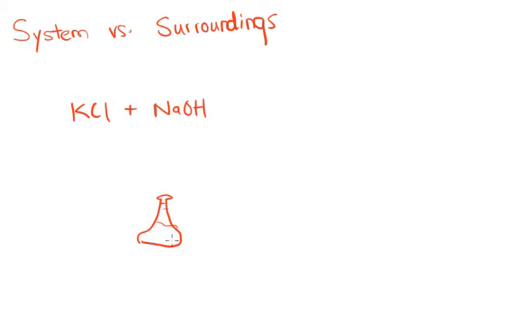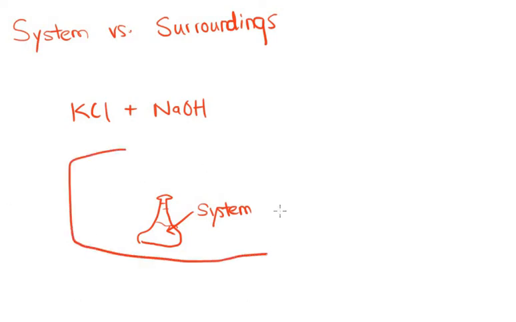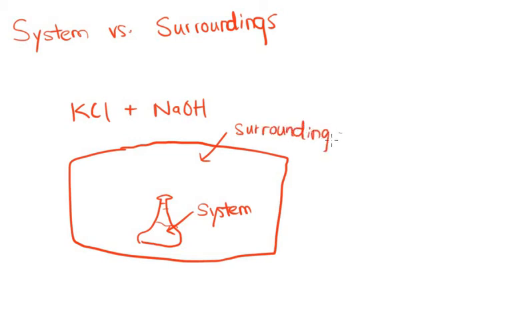This is the system essentially. This reaction mixture is called the system. That's where all the action's happening basically. All the heat's given off, all the heat's taken in. And everything else in the universe is the surroundings. So these are the surroundings.